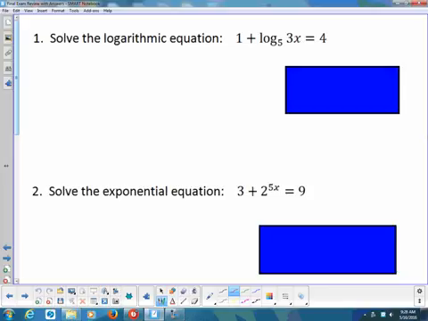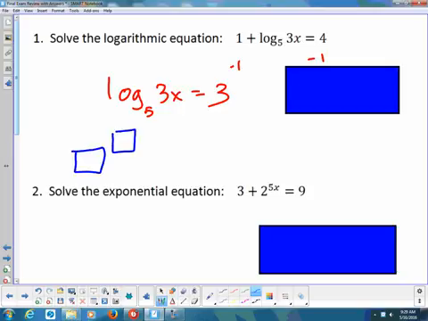All right, so subtract 1 from both sides. So I'm going to have log to the base 5 of 3x equals 3. What should be our next step here, Stormy? Rewrite it as an exponential. So what's that going to look like? What raised to the what equals what? 3 to the 3x.